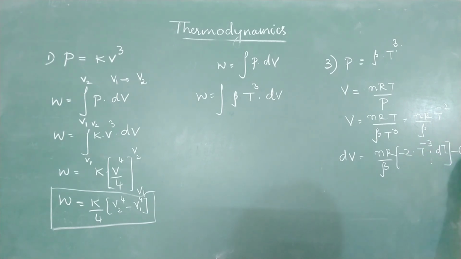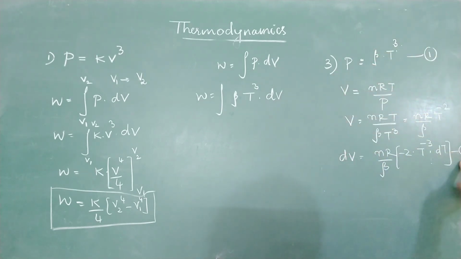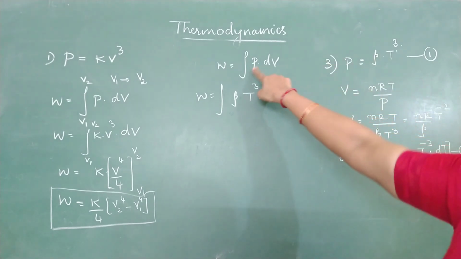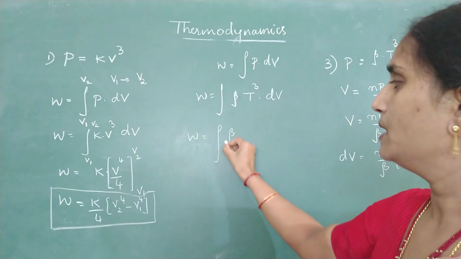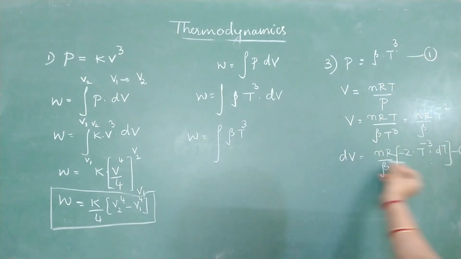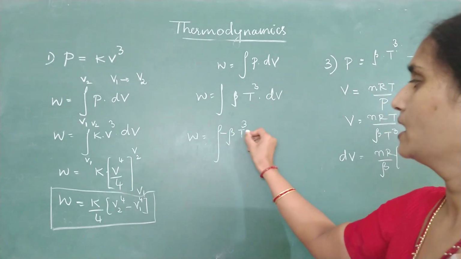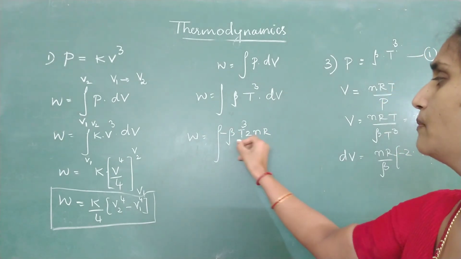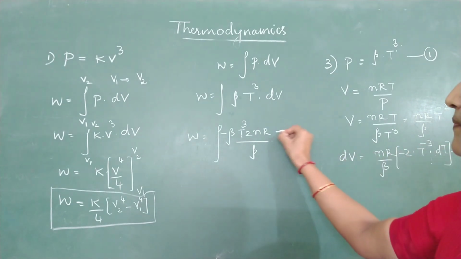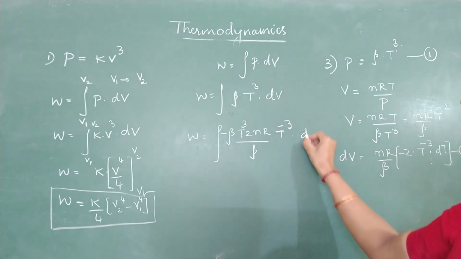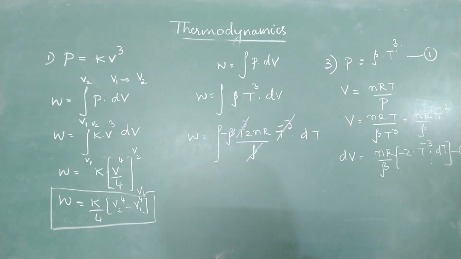See, now did we get the value of dV? Pressure is already given, dV we have got. Substitute both of them in P dV and then we will integrate the relation. Integrate it: beta T cube. Instead of dV, I will write this whole function: minus 2 nR by beta T to the power minus 3 into dT. T to the power plus 3 and minus 3 gets cancelled. Beta and beta also gets cancelled.